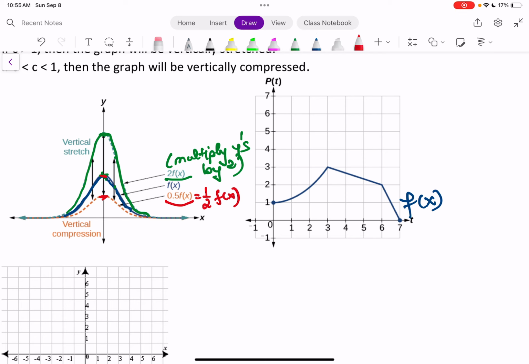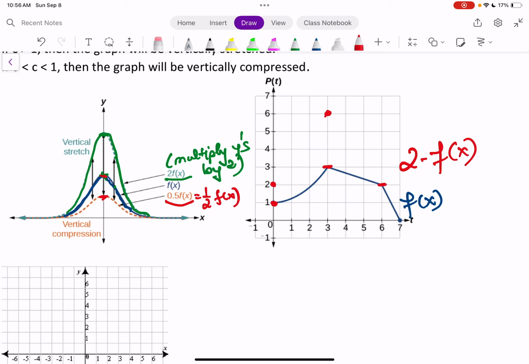What would 2 times f of x look like? Well, 2 times f of x, as I said, take all the y coordinates you have and multiply them by 2. So this y coordinate here is a 1. Now it's a 2. This y coordinate here is a 3. When you multiply by 2, it goes to 6 because that's what 3 times 2 is.